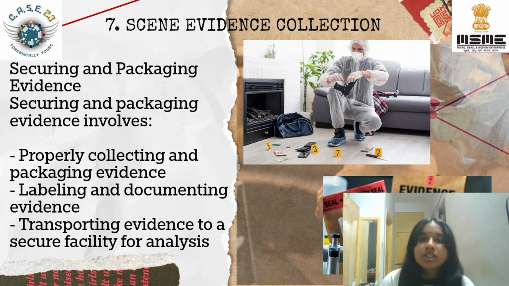So the last S of the 7S of crime scene investigation is scene evidence collection. When we talk about this topic, securing and packaging evidence fall under this category. Basically, collection of the evidences simply means properly collecting and packaging the evidence, labeling and documenting the evidence, and transporting evidence to a secure facility or a forensic science laboratory for analysis. Evidence needs to be properly packaged, sealed and labeled. Liquids and arson evidence should be stored in airtight or unbreakable containers.